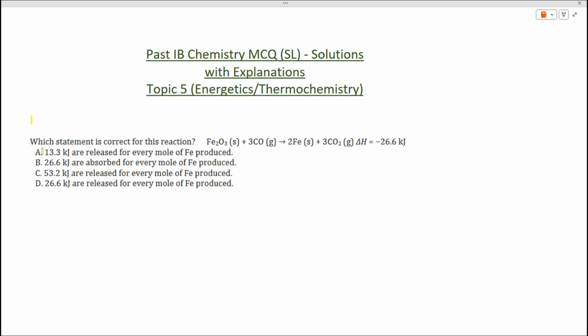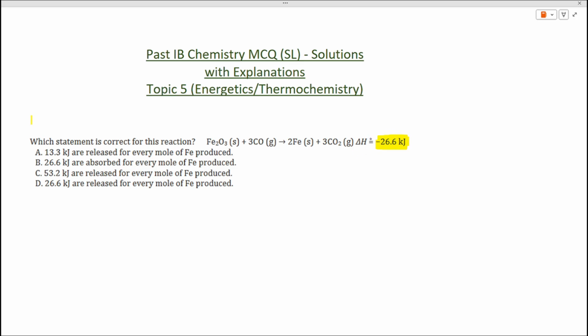In this question, it is asking which statement is correct for this reaction. As per the reaction, 1 mole of Fe2O3 reacts with 3 moles of carbon monoxide to give 2 moles of iron and 3 moles of carbon dioxide. Now the energy released in this process is 26.6 kilojoules. Why did I say energy released? Because delta H is negative, so it is an exothermic reaction.